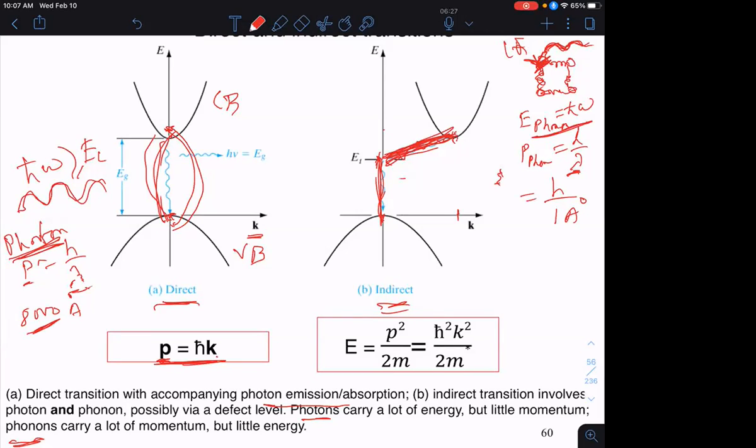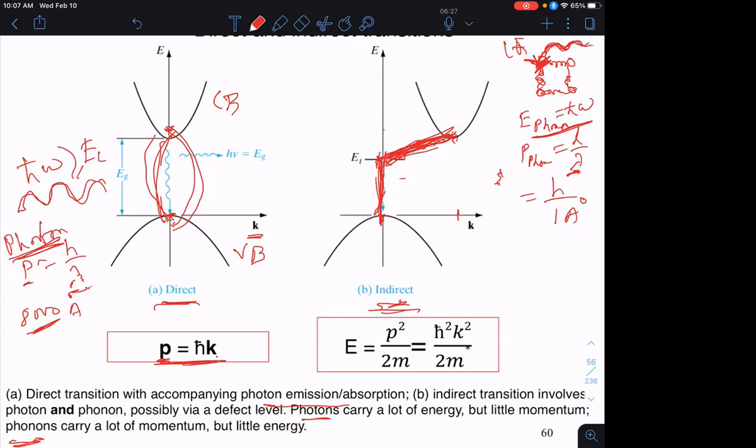So what I'm trying to say is, in the case of indirect band structures, the processes of transition are more complicated than in direct bandgap semiconductors. Because in an indirect semiconductor, you have to invoke both a photon as well as a phonon to do these processes. And as such, they're not as effective.